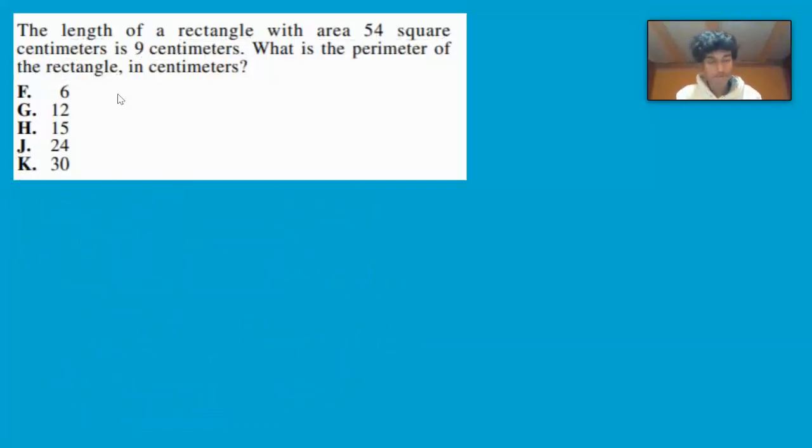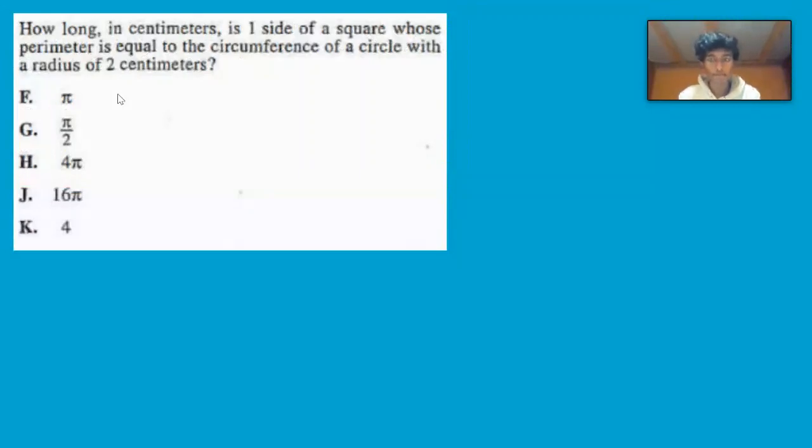All right, let's try one more for this video. So pause the video and try this one. We want to know how long in centimeters one side of a square is, whose perimeter is equal to the circumference of a circle with a radius of 2 centimeters. So we have a square and the circumference of a circle. This question is throwing a lot of things at us, so let's read this carefully and go through it carefully.